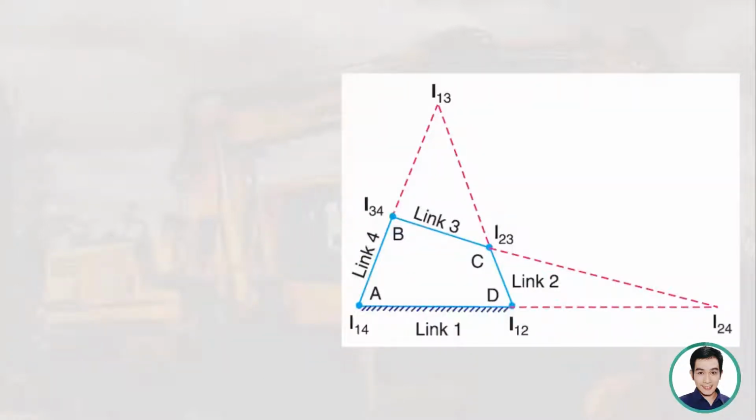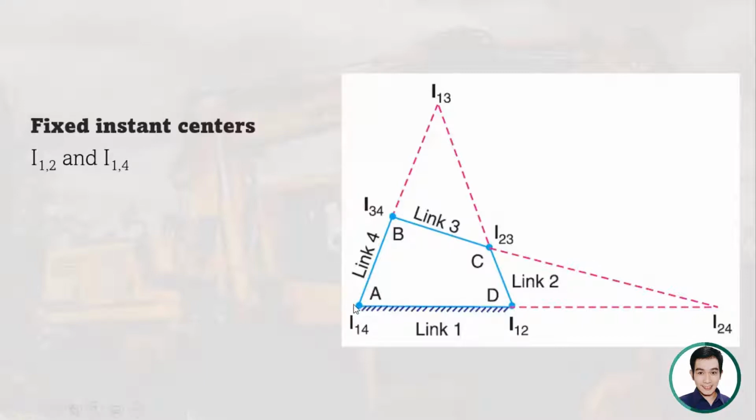Say for example, we have here a 4-bar linkage. We have link 1, which is the ground, connecting joints A and B, and then we have link 4 connecting A and B. Then we have link 3, which is a coupler connecting B and C, and then we have link 2 connecting C and D. So here we are going to locate first the fixed instant centers. By definition, the fixed instant centers are fixed and not moving. So basically, they are at the ground. So the fixed instant centers here are the joints I14 and I12.